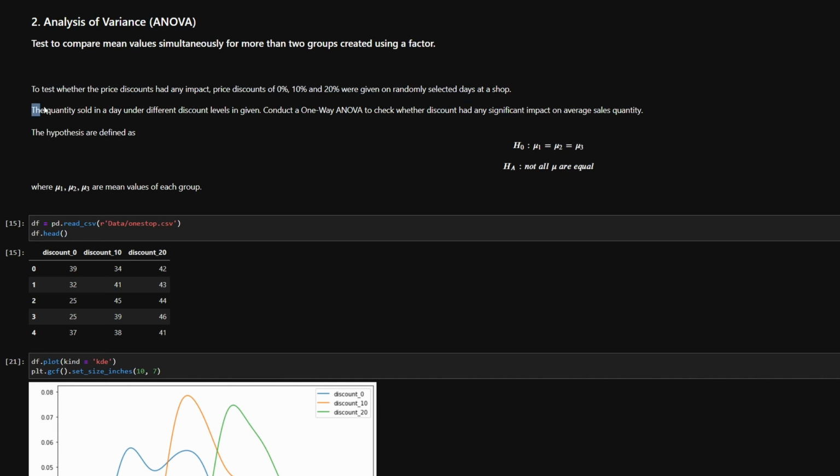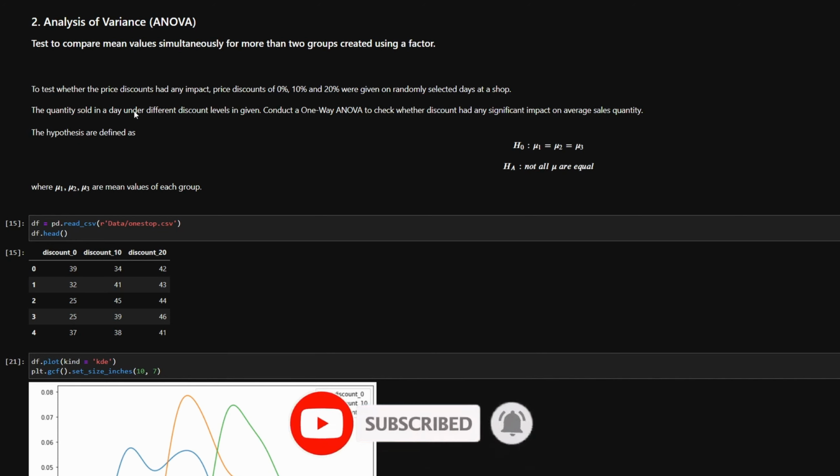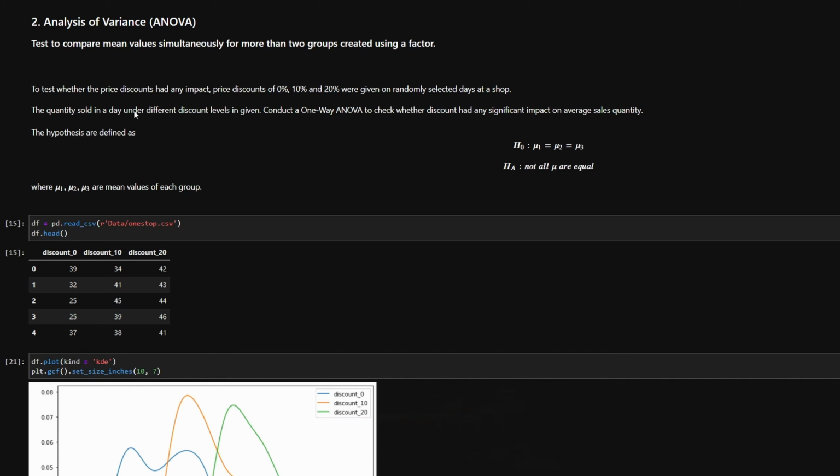Okay, we have three things. The quantity sold in a day under different discount levels is given. We need to conduct a one-way ANOVA to check whether discount had any significant impact on average sales quantity. Again, since the words belief or claim aren't seen, we are going to assume that the null hypothesis is that there is no significant impact, or the means are equal. That's what we have defined up here. So H naught is defined as mu1 is equal to mu2 is equal to mu3, and HA or the alternate hypothesis is defined that not all the means are equal.